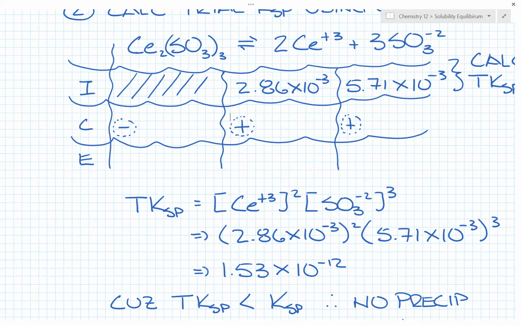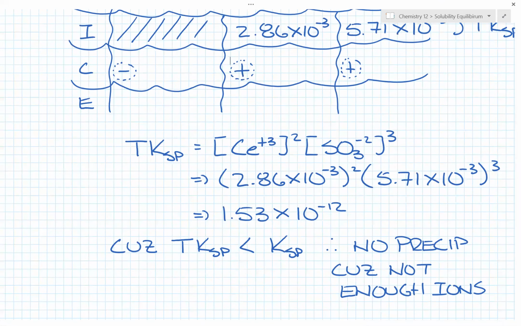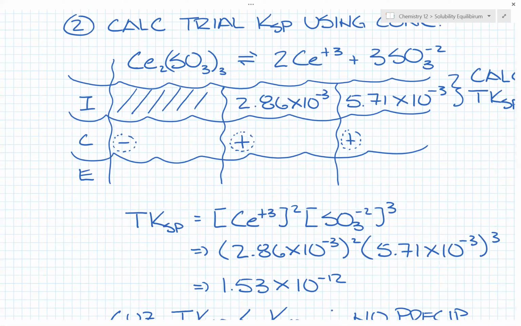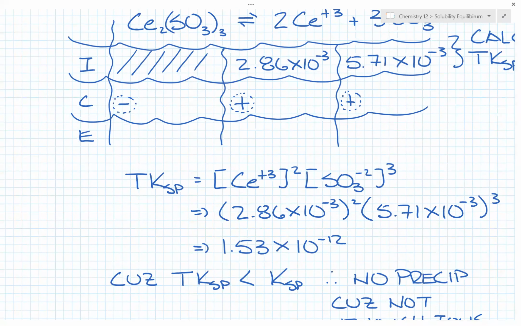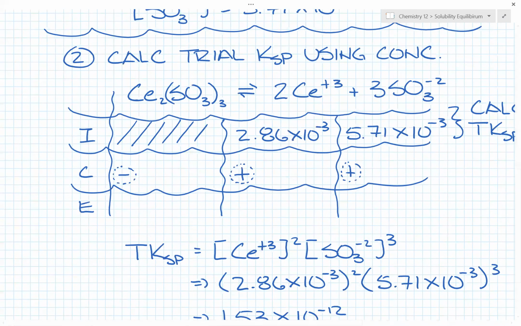Okay? So when you are looking at this, you can just stop at this point and just say, oh, no precipitate because not enough ions. But if you were to figure it out, going back to equilibrium, the trial KSP is less than the KSP. There's not enough ions. So the equilibrium can shift to the right to produce more ions. Basically, it can dissolve more. All right, folks, that is trial KSP.